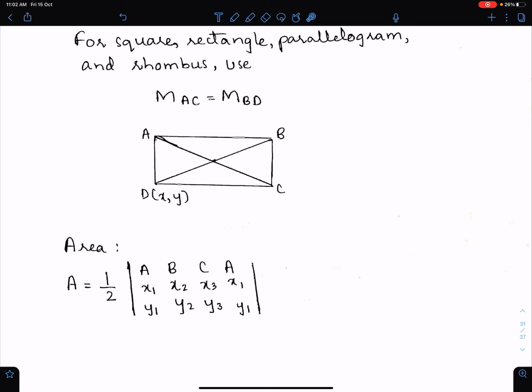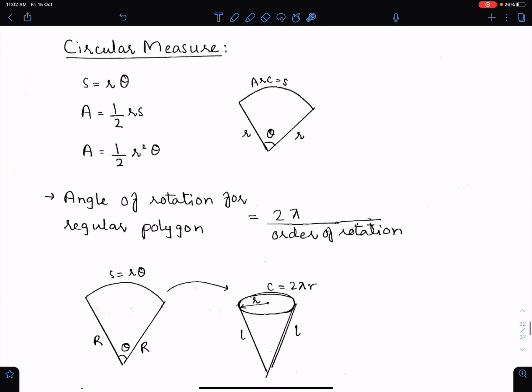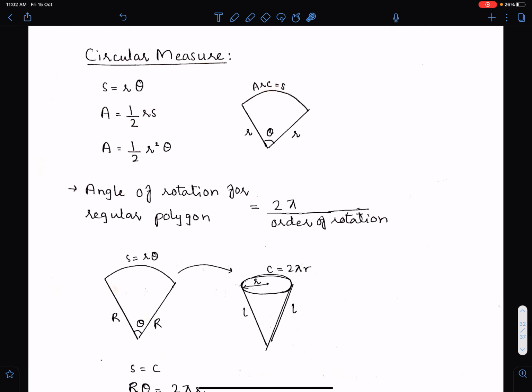Circular measure. These are the formulas for sector, and make sure your calculator is in radian mode while using these formulas. This is the arc length, radius, and this is the angle theta.